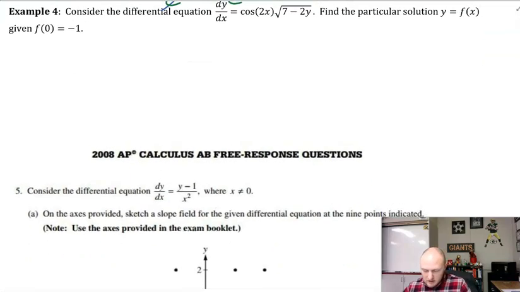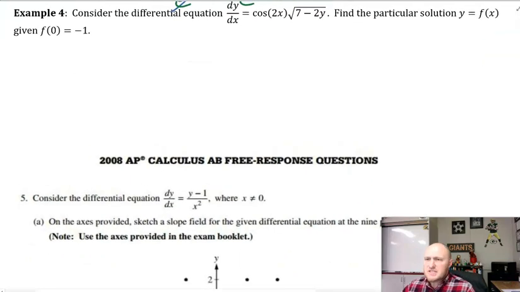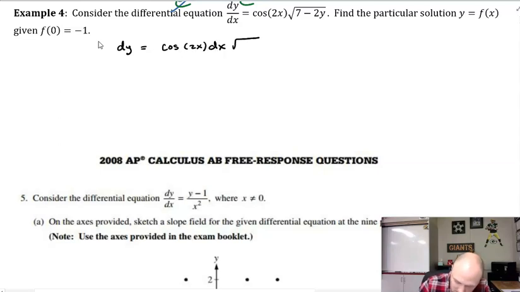Example 4. Consider the differential equation dy dx is equal to cosine of 2x times the square root of 7 minus 2y. Find the particular solution y equals f of x, given f of 0 equals negative 1. Okay, so I'm going to go ahead and separate this first. So we get dy is equal to cosine of 2x dx times the square root of 7 minus 2y, and I'll go ahead and divide by that.